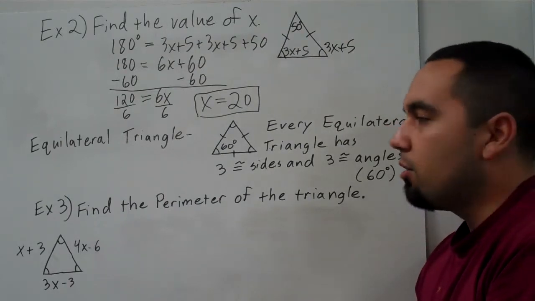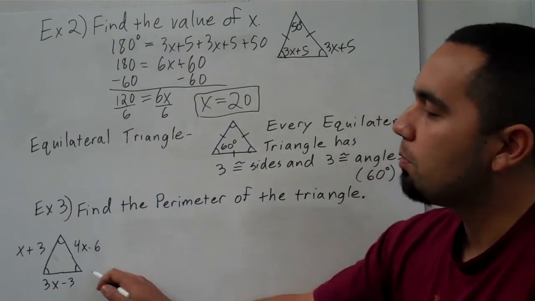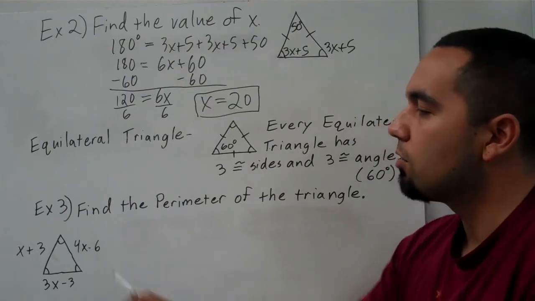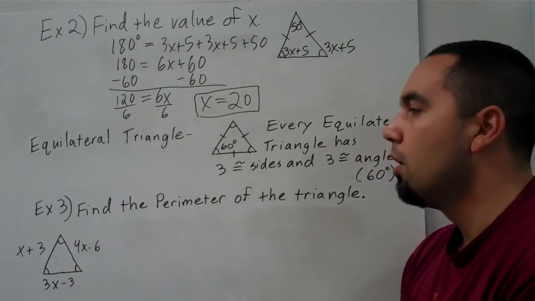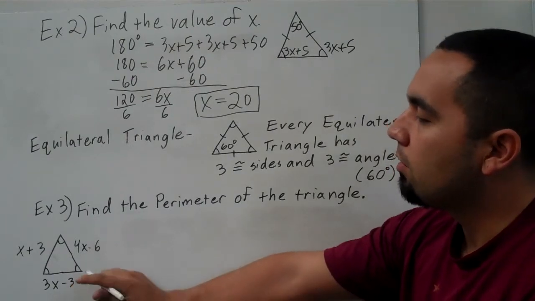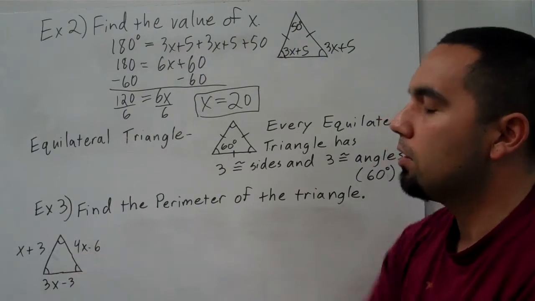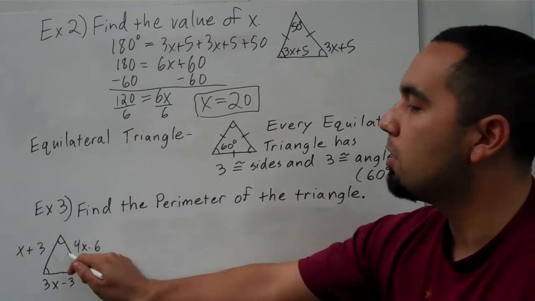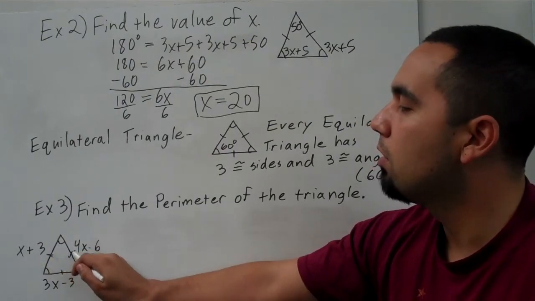So let's take a look at example 3. How are we going to use that? Well, it says find the perimeter of the triangle. And again, perimeter just means the length of each side added together. So if I want to walk around this triangle, that would be the perimeter. Looking at the triangle, we see that all three angles are congruent, and since all three angles are congruent, we have an equilateral triangle, which means that all the sides are congruent.